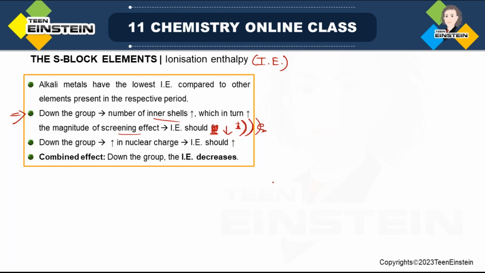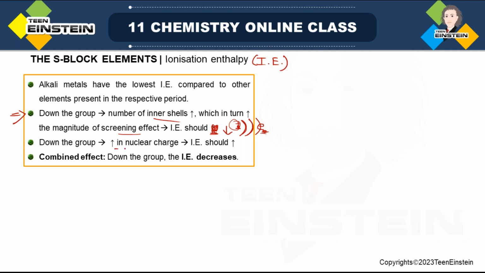So number of inner shells are increasing, magnitude of screening effect increases. So it is as if hiding this electron from this positive charge. So this nucleus cannot attract this electron much. So you can easily remove the electron. That means ionization energy is not very high. But there is also another factor.